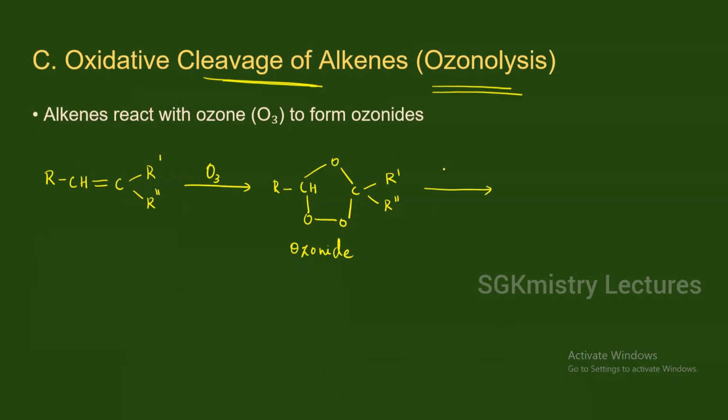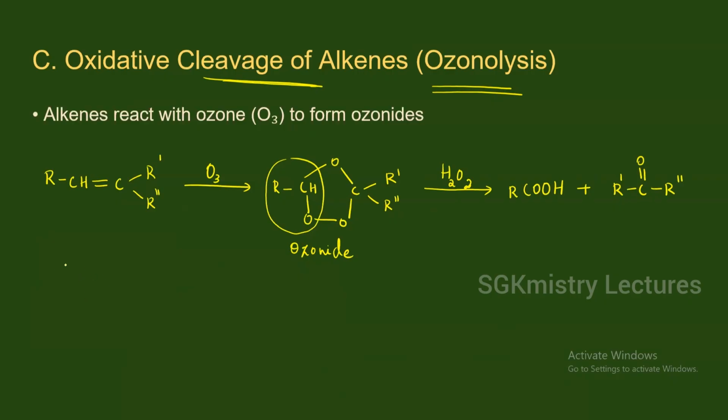So now H2O2. So here, since you're using hydrogen peroxide, you're going to get RCOOH from this part, and you're going to get the ketone RCOR. So here R dash CO R double dash, right?